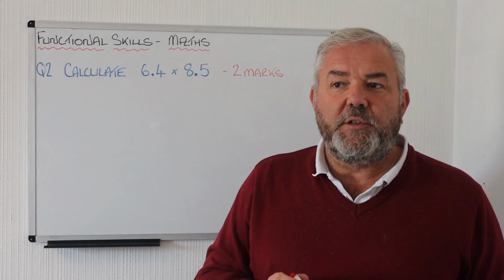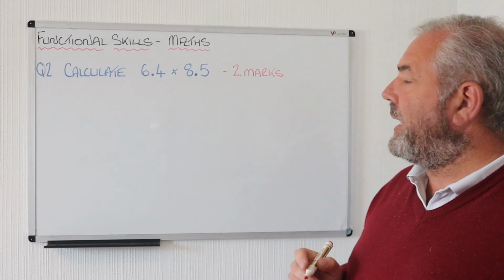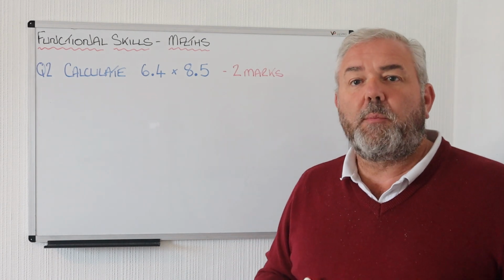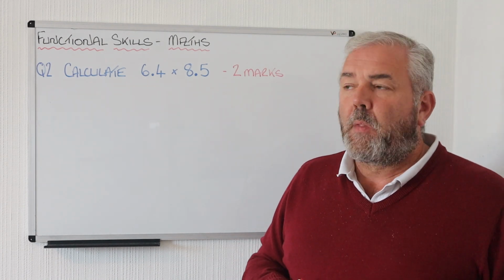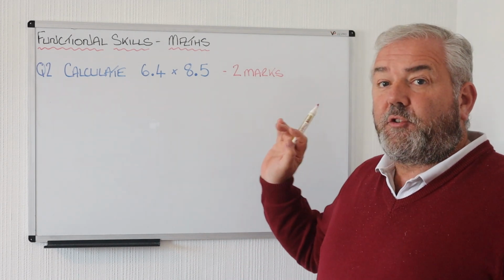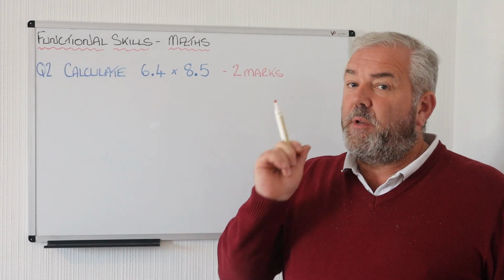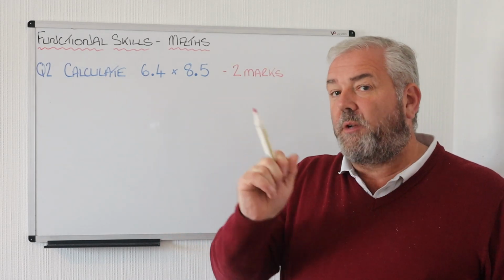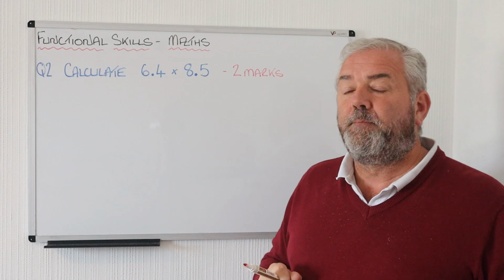Okay, moving on to question 2. Here we go. We're going to calculate what is 6.4 multiplied by 8.5. Again, there are 2 marks attributed to this question, so therefore we know 1 is for the correct answer, and they want to see our workings out in this example.